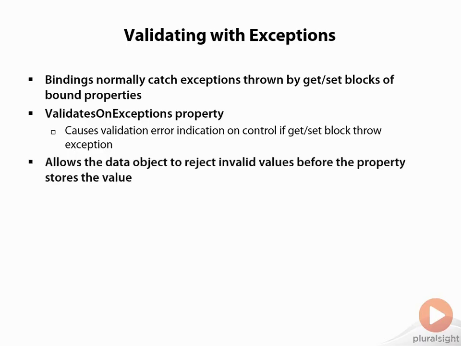One of the other advantages of this mechanism, besides its simplicity, is that it allows you to reject invalid values before you ever store them in the property itself. So you can basically check your logic for what the validation rule is in the set block, throw the exception, and don't store the value in the member variable if it's an invalid value.